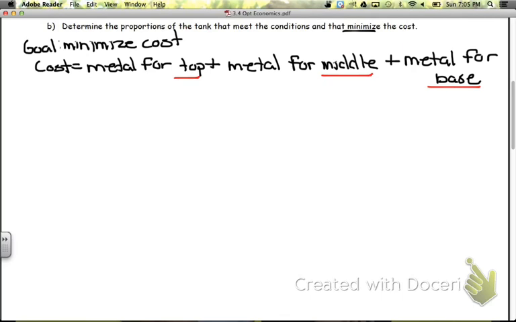When we're talking also about our formulas, the top of a cylinder is just a circle. So we have pi r squared times 50, because the reason we multiply it by 50 is because it's $50 per meter squared for the top.